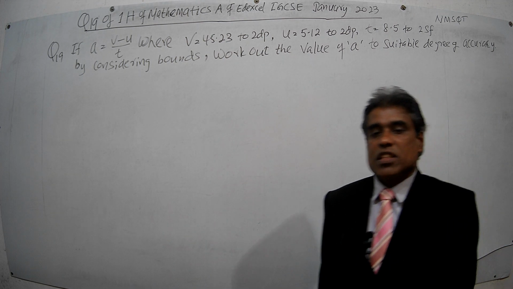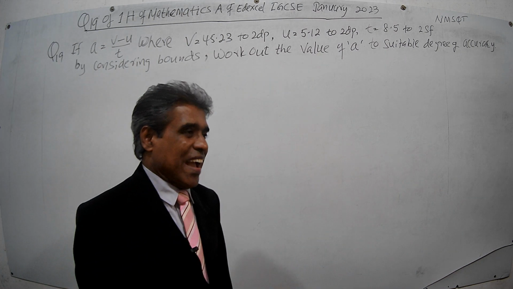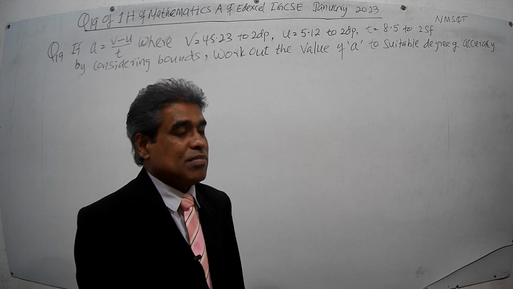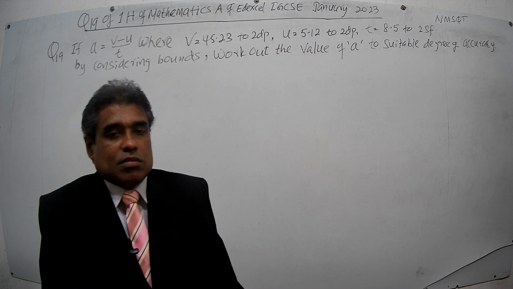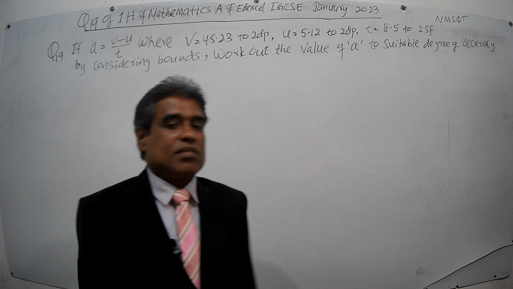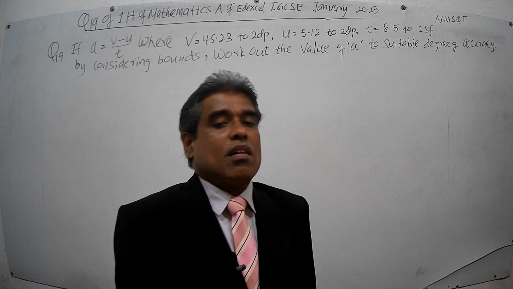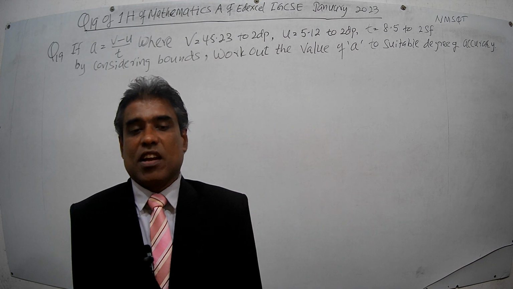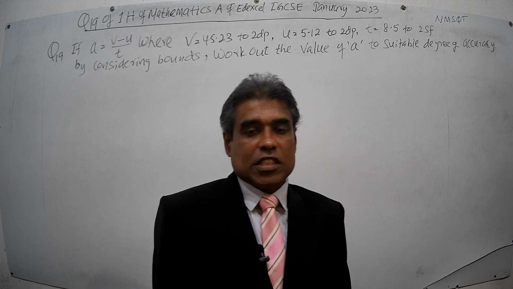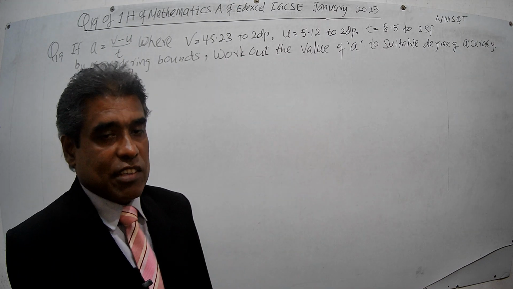Then they ask for a suitable degree of accuracy. They haven't given us a specific degree of accuracy such as correct to 2 significant figures, correct to 2 decimal places, correct to 3 significant figures, correct to 1 decimal place, or 1 significant figure. They haven't given a specific degree of accuracy. What they give is a suitable degree of accuracy, that we have to determine within the given criteria. Okay, we'll see how we can do that.